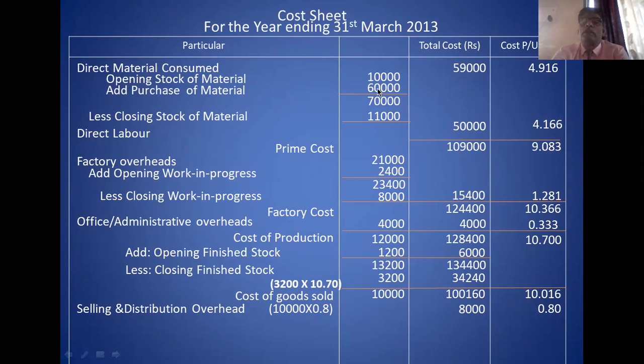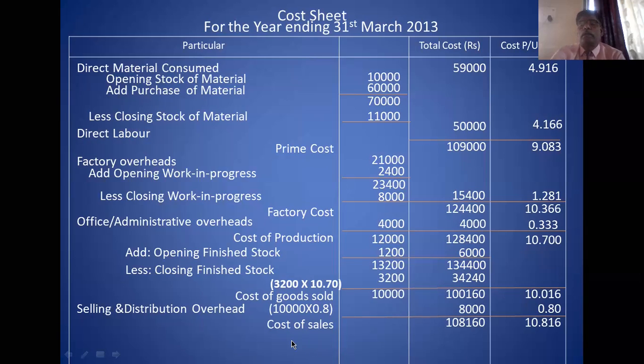From the starting stage to cost of production, you divide by units produced. Then from the cost of goods sold stage to last stage, you take the units sold for your calculation. Remember this point. Then take the total. The total is 1,08,160. Per unit is 10.816. This is called cost of sale.